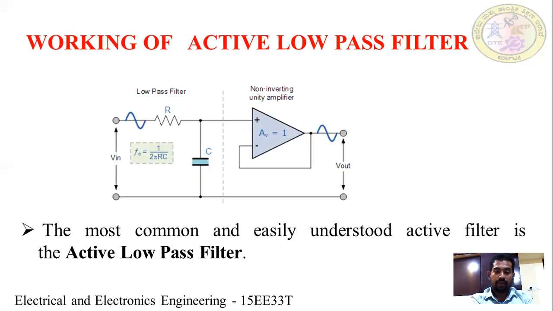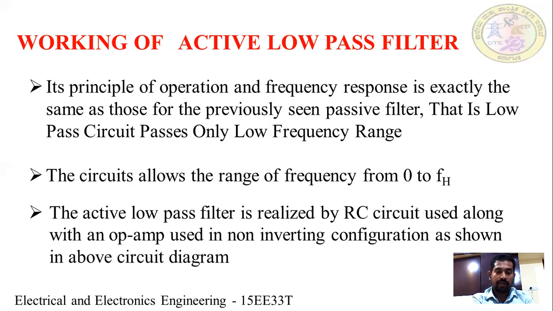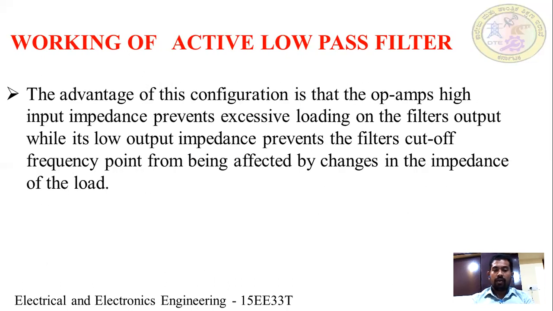This is the circuit diagram in which it has been mentioned. The advantage of this configuration is that the op-amp has high input impedance, which prevents excessive loading of the filter's output, while its low output impedance prevents the filter's cutoff frequency point from being affected by changes in the impedance of the load.